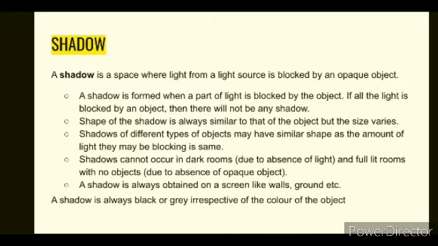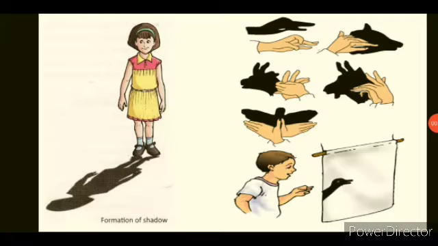Shadows of different types of objects may have a similar shape as the amount of light they block is the same. Shadows cannot occur in a dark room, or in a fully lit room with no objects. The shadow is always obtained on a screen like a wall, the ground, etc. A shadow is always black or grayish in color. As you see in this figure, shadow formation takes place.